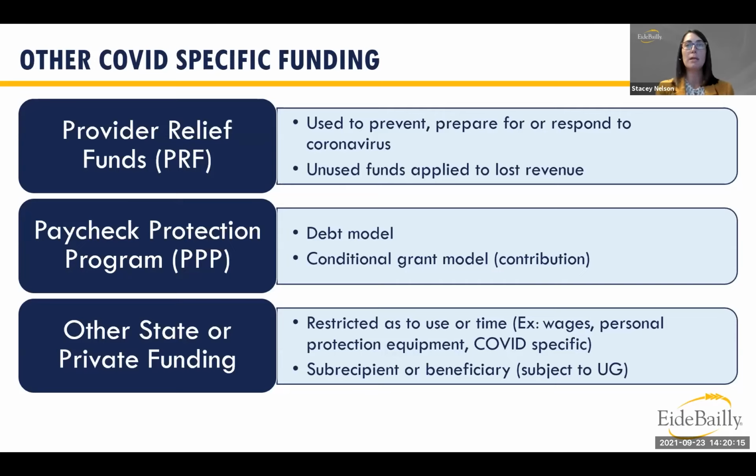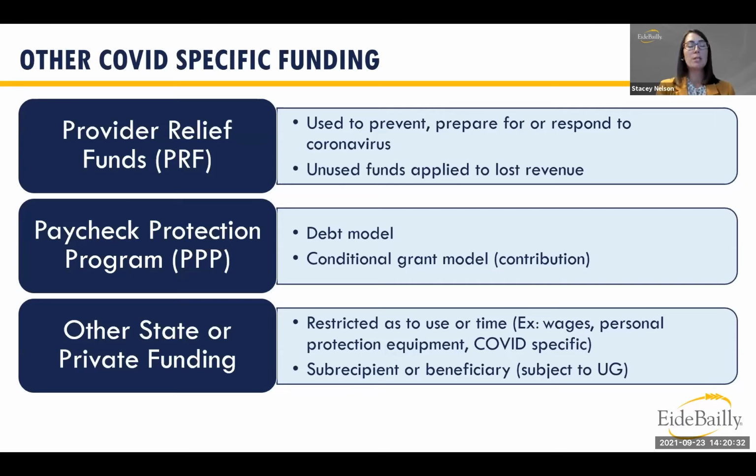So just depending on all the specific rules, when they would be included within your schedule of expenditures of federal awards. And those were used to prevent, prepare, or respond to COVID. Unused funds could be applied to lost revenue.